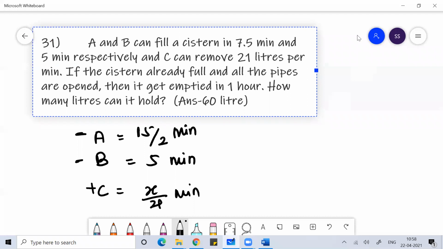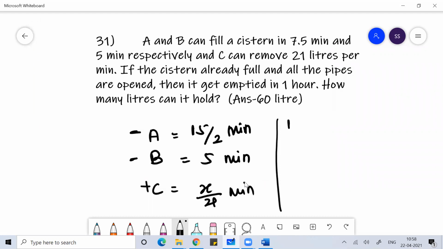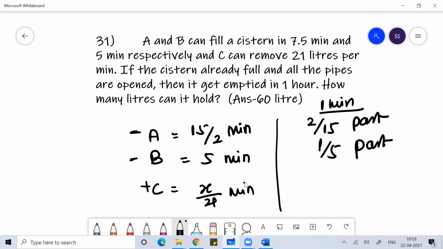So here, you can work fraction-wise. In 1 minute, C is ultimately dominating here. In 1 minute, the part of the system A will fill is 2 by 15 part. In 1 minute, the part B will fill is 1 by 5 part. In 1 minute, the part C will remove is 21 by x part. A and B are doing positive work, filling the system.